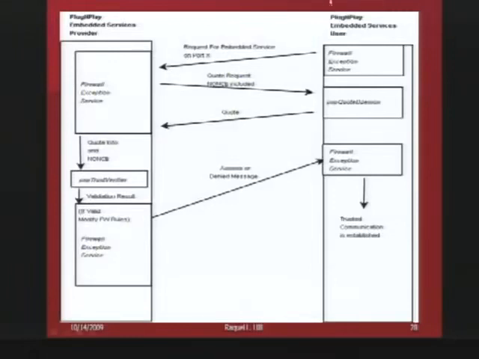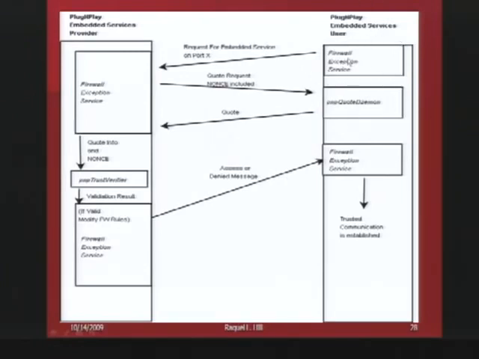Okay. So when we look at this particular figure, I apologize because I know the words are not large enough. So this is how we see this interaction occurring. So you have your plug and play embedded services user, and you have the provider. So the provider is actually going to evaluate the remote user or the remote entity. Think of this as an ATM.